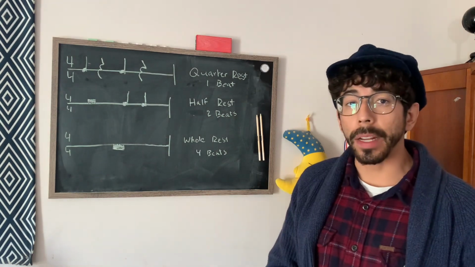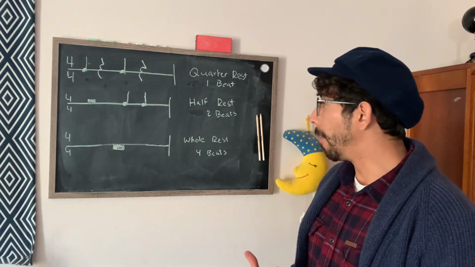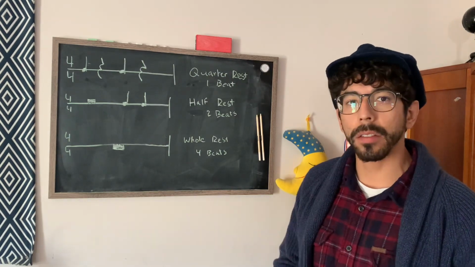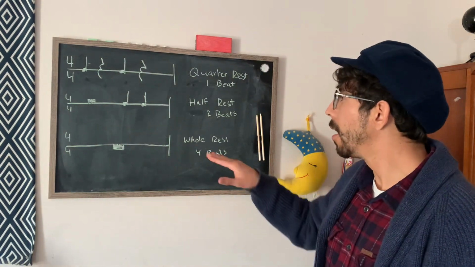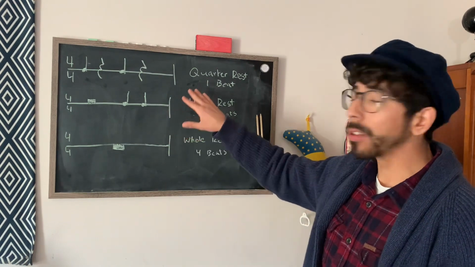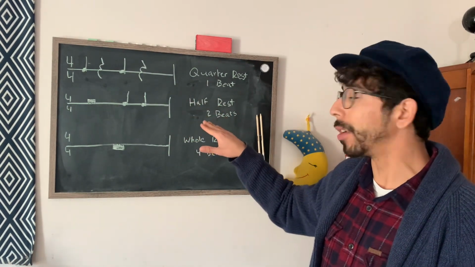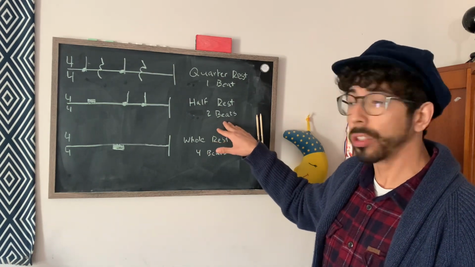So that's the basic idea behind rests. There are different values of rest: there's also 16th rest, 32nd rest, 8th rest. But the most common ones are going to be quarter, and half, which is just like a half note, except it's a rest. You're going to rest for 2 beats.